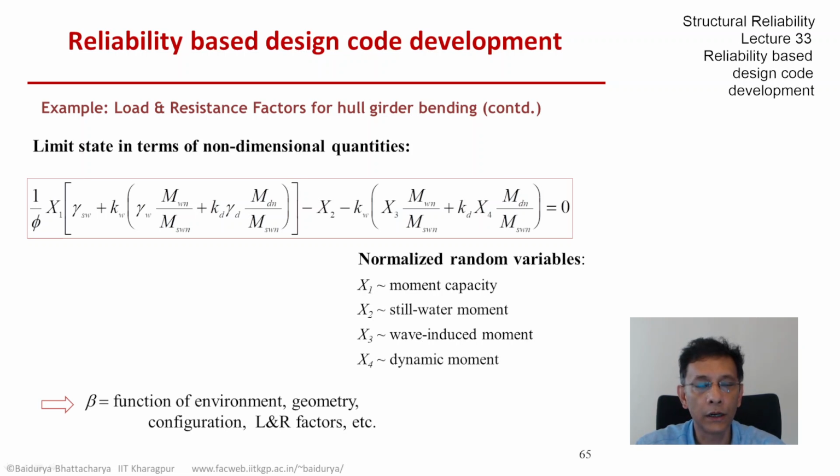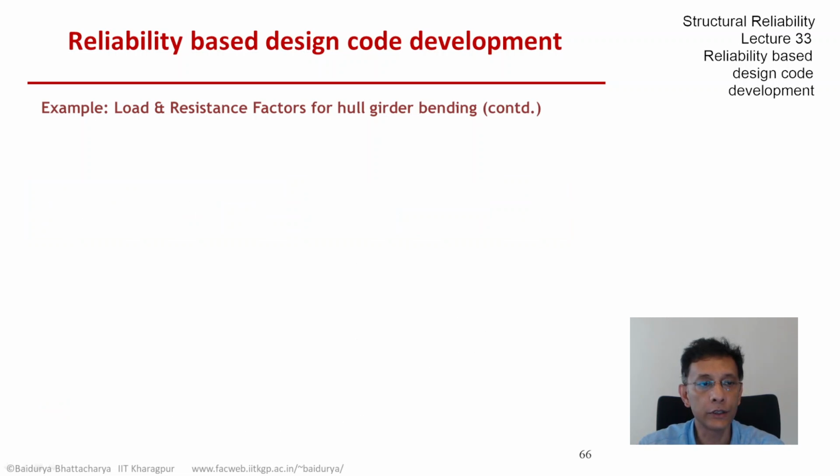We can do Monte Carlo or any other variance reduction techniques. So this beta, when we obtain it, would be a function of the environment, meaning the statistics of the loads, the geometry, the configuration, which means all these different nominal load ratios, and obviously the load and resistance factors. So all the phi and the gammas together are going to give us the value of beta. So we discuss the weights or the relative importance of these various loading situations.